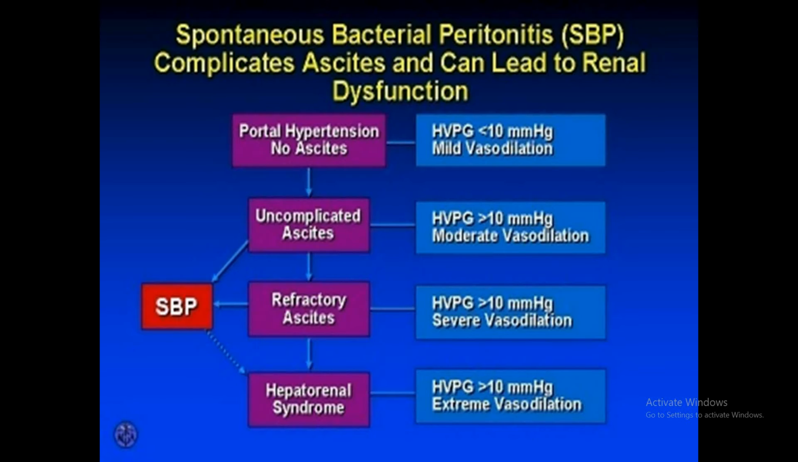How will you manage it? You give the antibiotics. Which antibiotic you choose depends. The third generation cephalosporins are very good. The quinolones, the second generation or third generation quinolones, are very good drugs. Just for the prophylaxis, you can give norfloxacin, which is easily available, 400 milligram once daily, which can be given to prevent it.